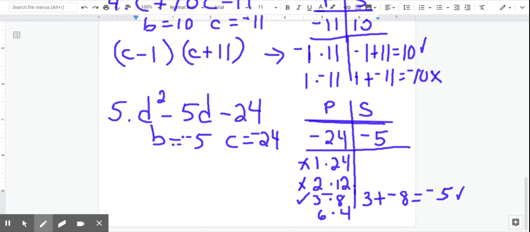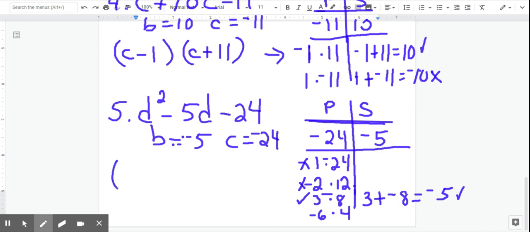But all of those are possible answers. 1 times negative 24, let's say, negative 2 times 12, or 2 times negative 12. One of these would have had to be negative, either the 6 or the 4. So there's lots of choices there. There's double the amount that I wrote because you can switch that negative sign. But you need the one that multiplies to negative 24 and adds to negative 5.